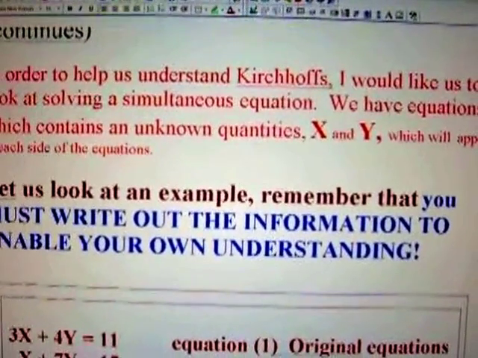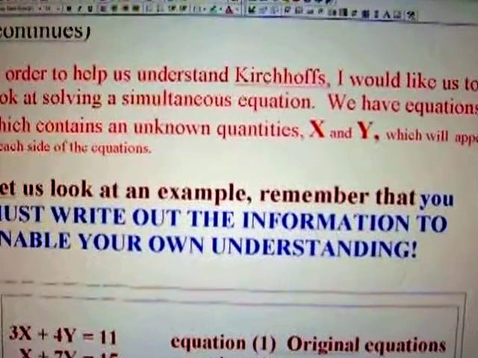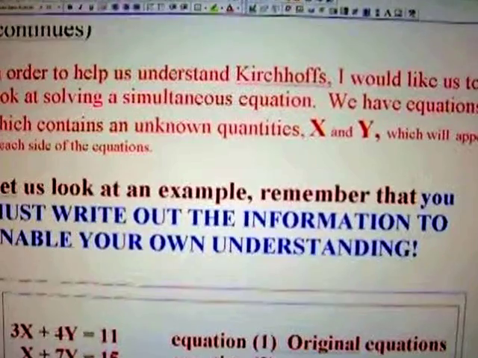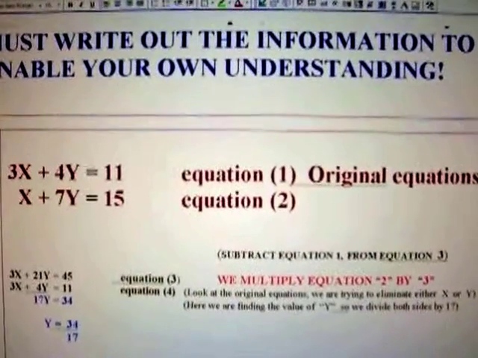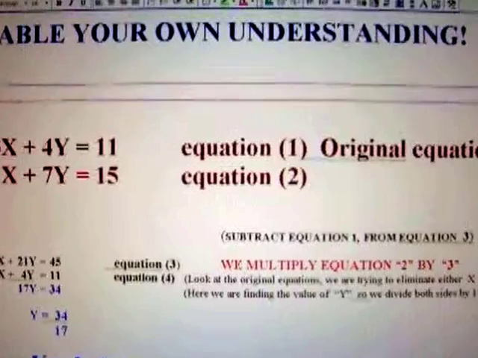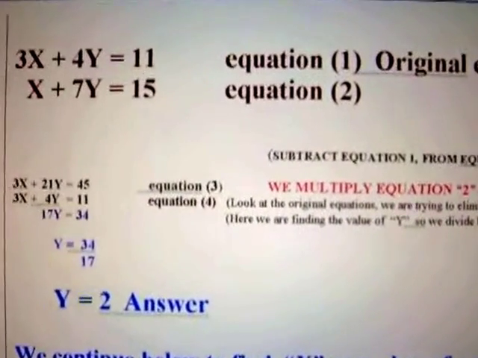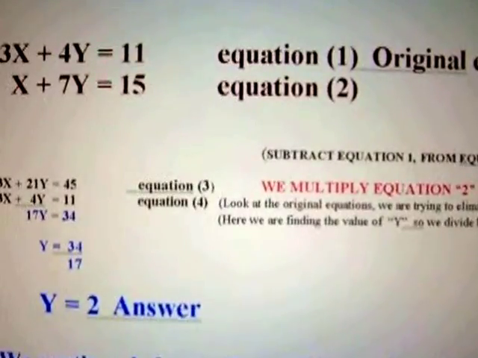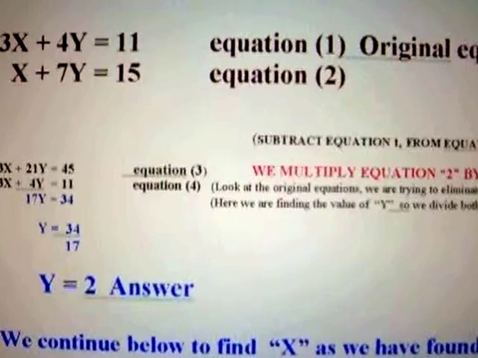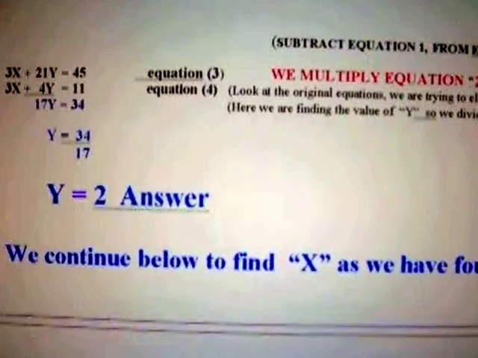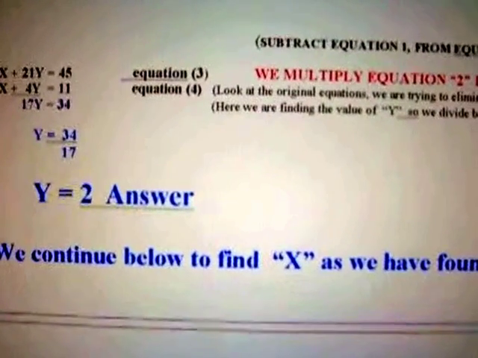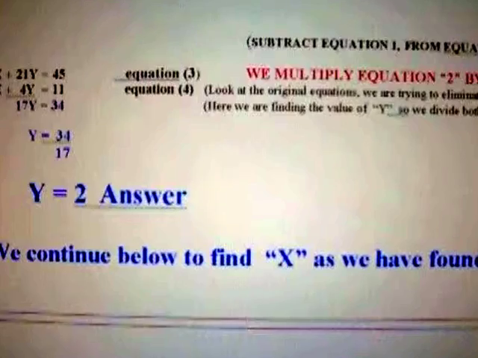So just moving down a bit now, let's look at an example. Remember that you must write out the information to enable your own understanding. Okay? You cannot just look at it and think you're going to know it. You must write it out in full. Okay? Now here I've given you the equations, and I've started off with equation 1 and 2. Those are your original equations. Okay? You can see that the answer equals 2. But again, to enable you to understand, you need to write out that process in full to interpret your own understanding of it.